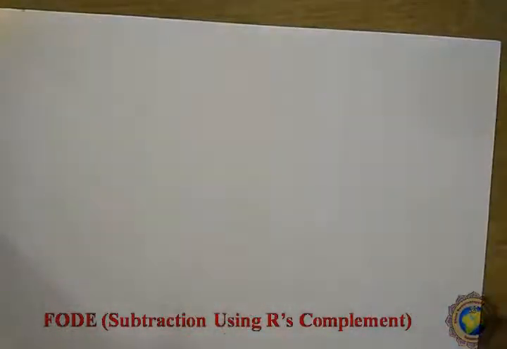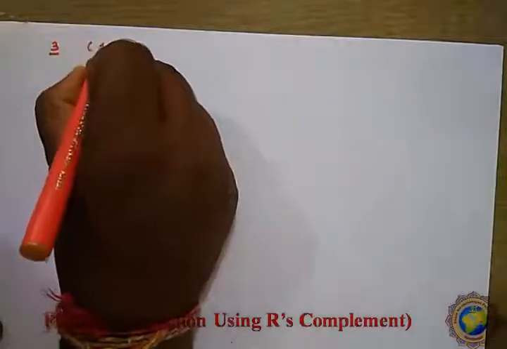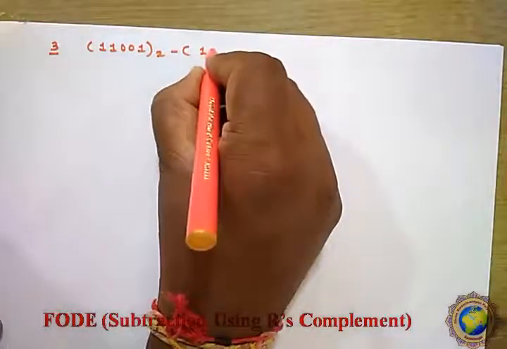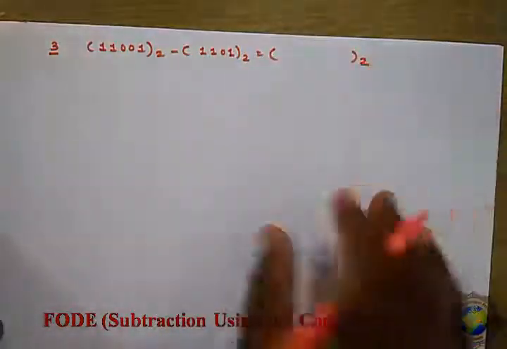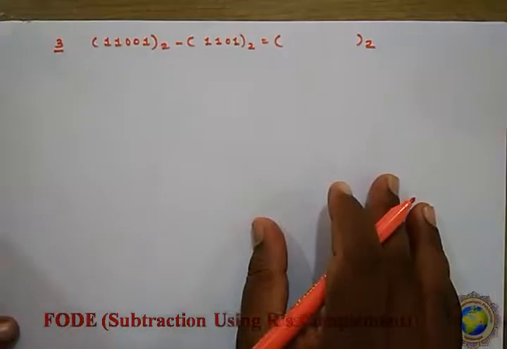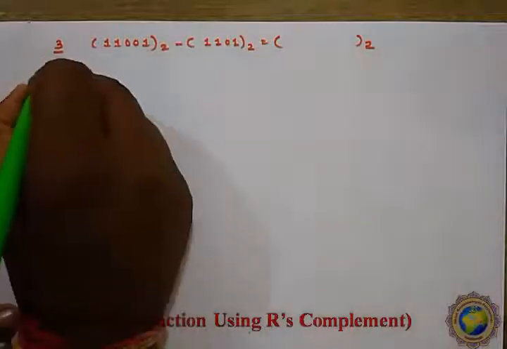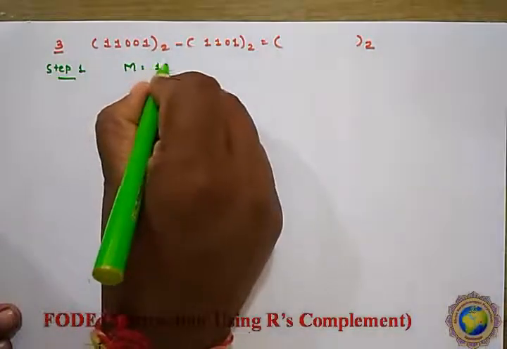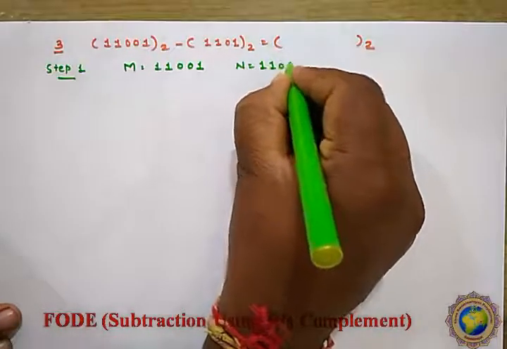Now we are going to perform the third example. Perform step number 1: decide m and n. M is 1 1 0 0 1. What is n here? 1 1 0 1.